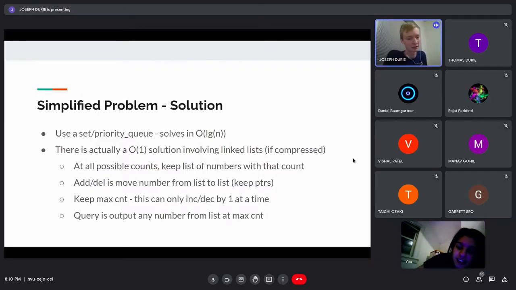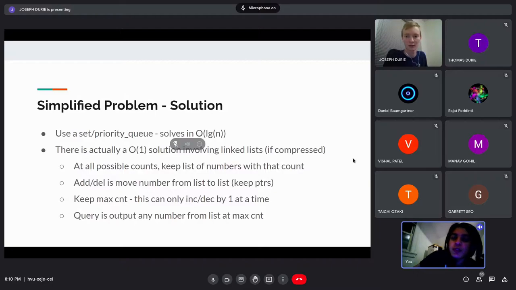The easier way to explain this is to replace your linked lists with sets, like Java tree sets, or any of those balanced binary trees, and then you can add or remove in log n time. That's probably the easier way to think about it, and that's another log n solution.